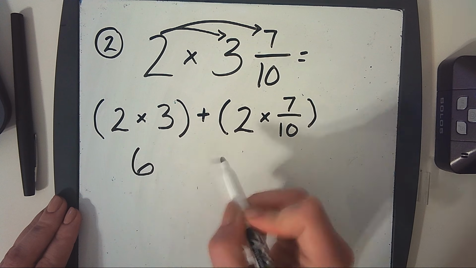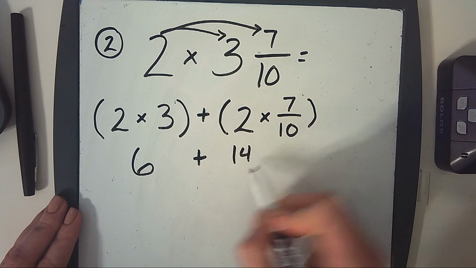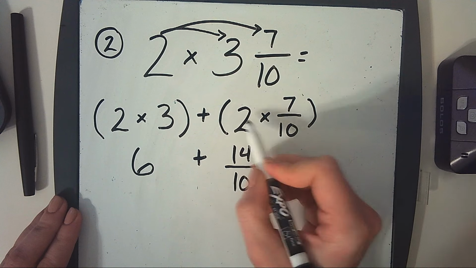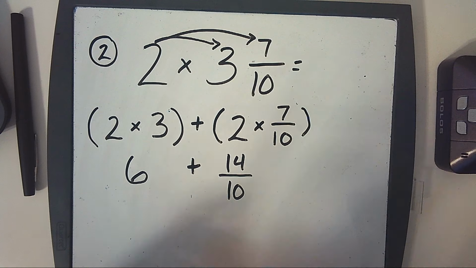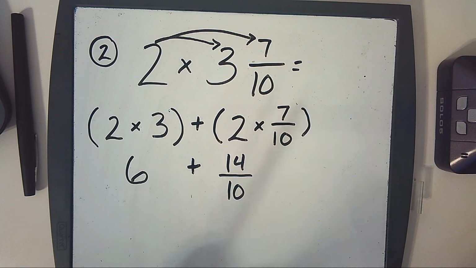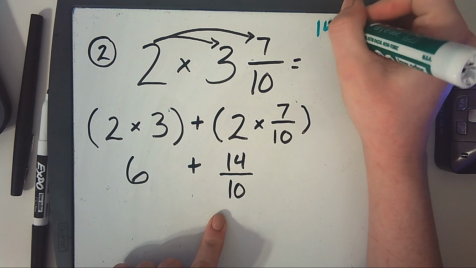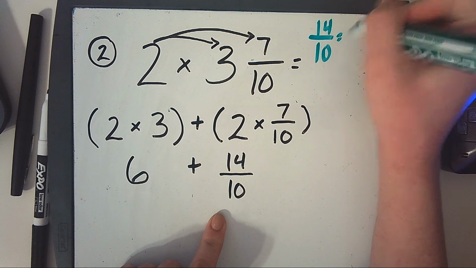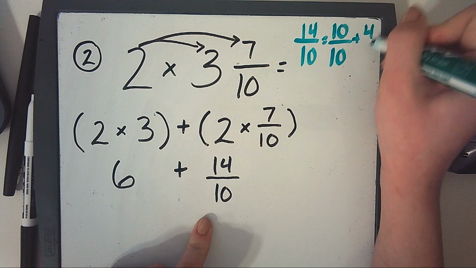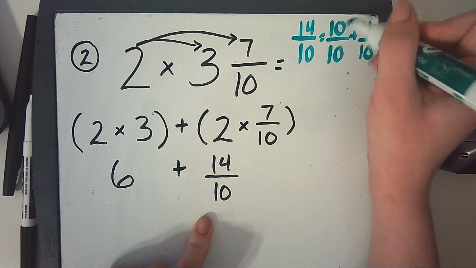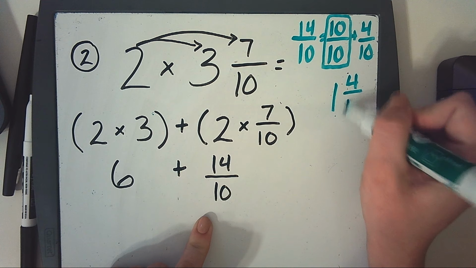2 times 3 is 6, plus 2 times 7/10, which is 14/10, whole number times numerator. That 14/10 we do have to change into a mixed number. So in the top corner, I'm just going to do that quickly. 14/10, I can get 1 10/10 out of it, plus there will be 4 tenths left over. So I can make 1 whole with 4/10 left over.